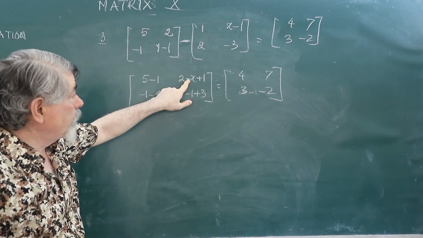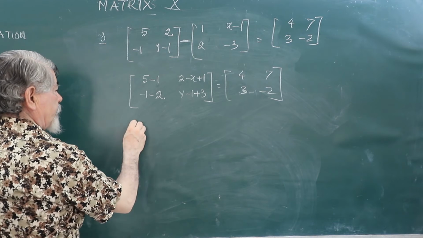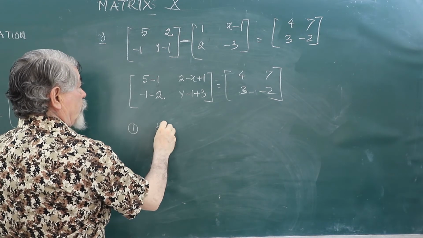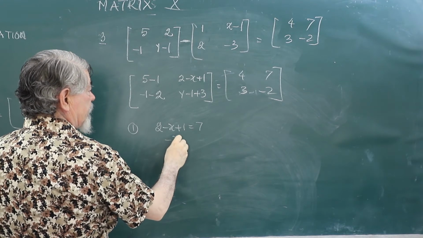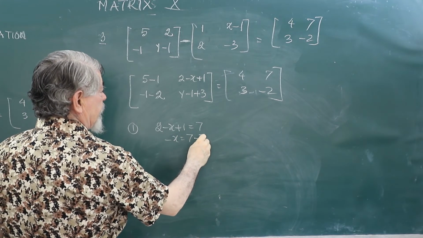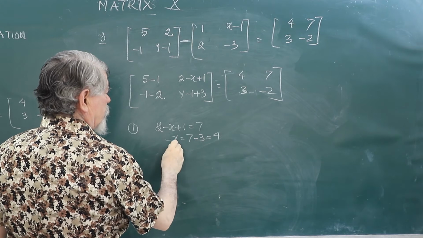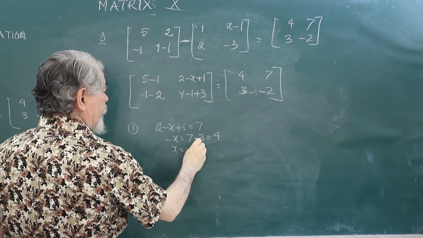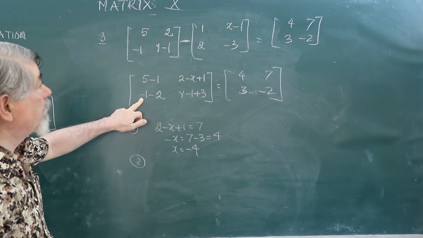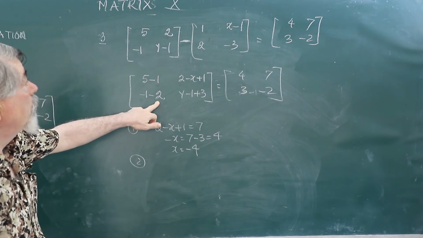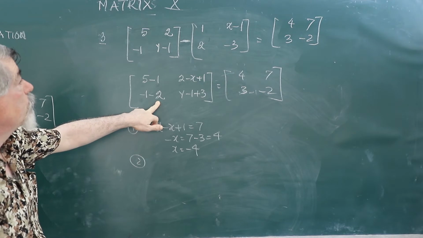Here, 2 minus x plus 1. 2 minus x plus 1 is 7. Or minus x is 7 minus 3, 4. So x is equal to minus 4. Let's see the next. Minus 1, minus 2. Minus 1, minus 2 is minus 3.